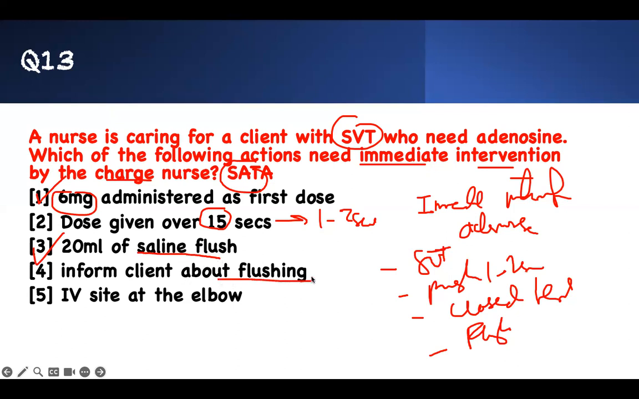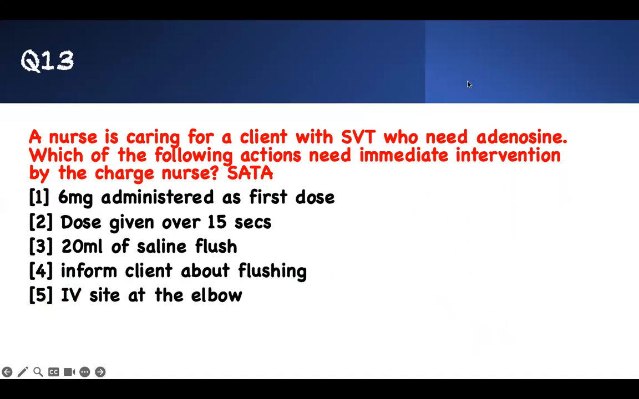Inform the client they're going to have flushing in the face. And the IV site should be the elbow, which is closer to the heart. So those are the key points. 6 milligrams, followed by 12 milligrams if it doesn't respond. The dose is given very fast, over 1 to 2 seconds. Flush it with 20 ml of saline. Inform the client they're going to have flushing, and use an IV site as close to the heart as possible. So that's the way you do this question. Two more.